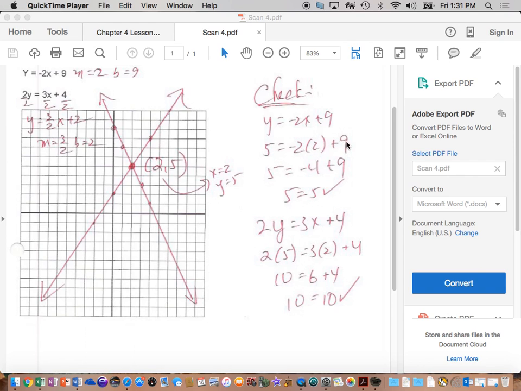5 equals negative 2 times 2 plus 9. Negative 4 plus 9, 5 is 5. Check. Then I write my second equation, the original second equation: 2y equals 3x plus 4. 2 times 5 equals 3 times 2 plus 4, because remember, y is 5, x is 2. 6 and 4 is 10, 10 is 10. Check.